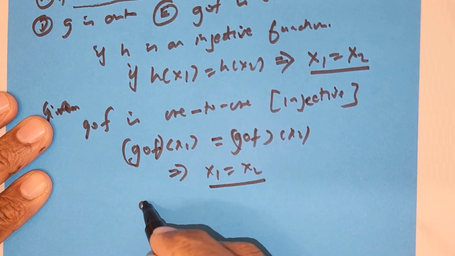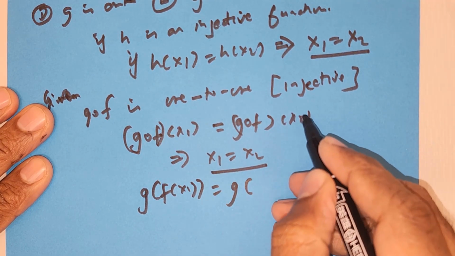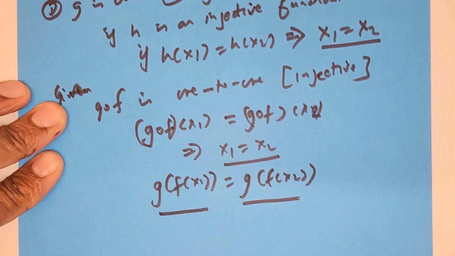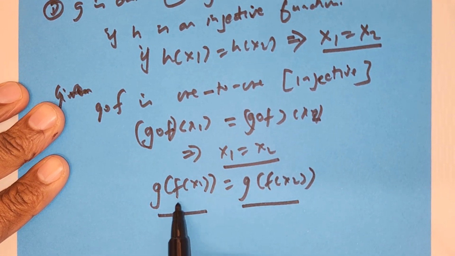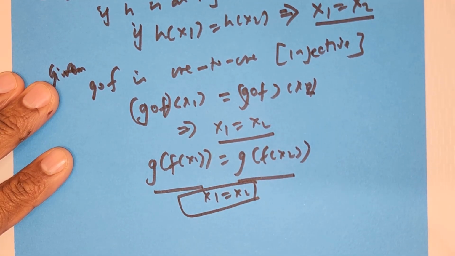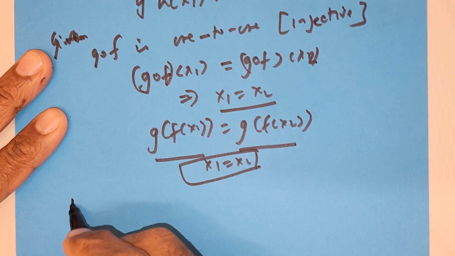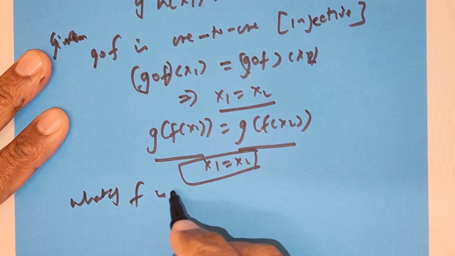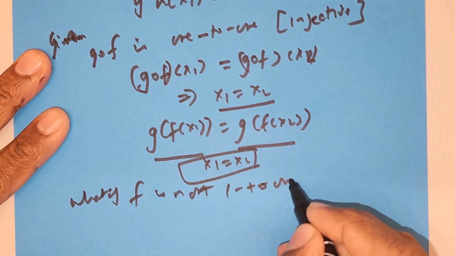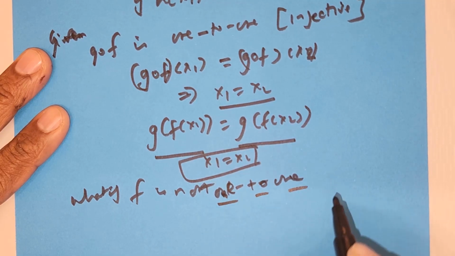Now if I were to rewrite this, the meaning of this is G of F of x1 is equal to G of F of x2. Either you can write it like this or you can write it like this. Once this happens, it means x1 is equal to x2. Now the most important check is, what if F is not 1-to-1?